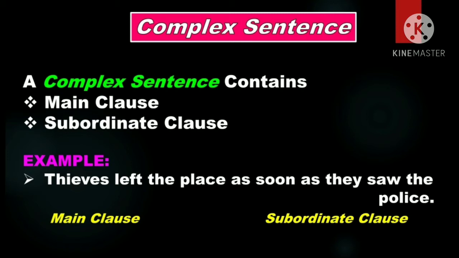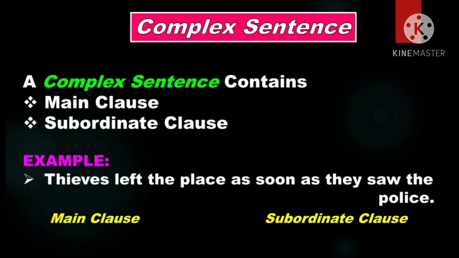Look at the example. Thieves left the place as soon as they saw the police. Here, thieves left the place is a main clause. As soon as they saw the police is a subordinate clause. We should remember that when the subordinate clause comes first, a comma should be used to separate the two clauses. Example, as soon as the thieves saw the police, comma, they left the place.